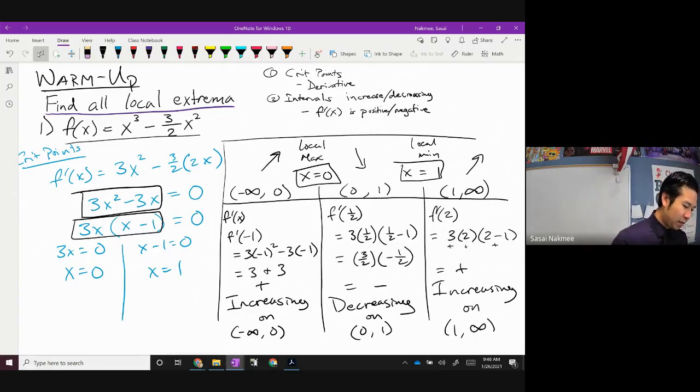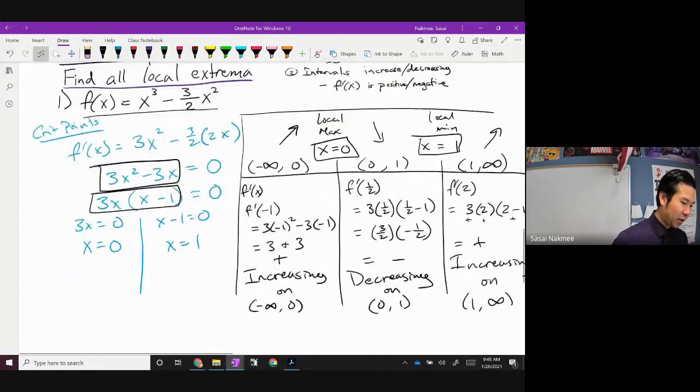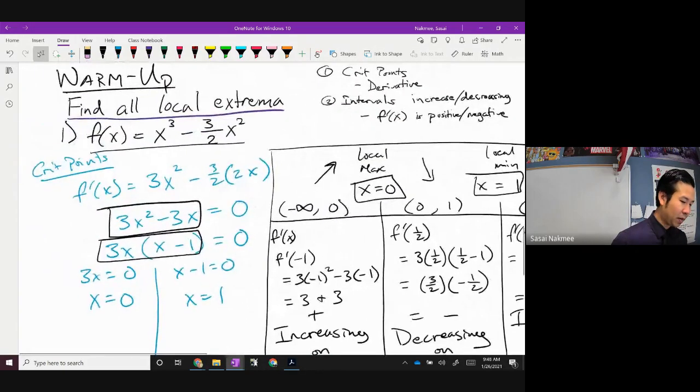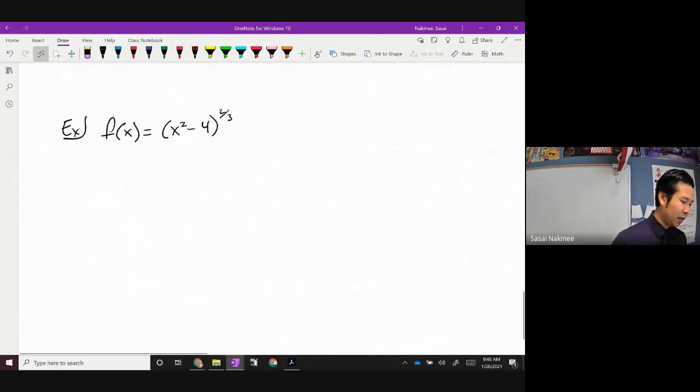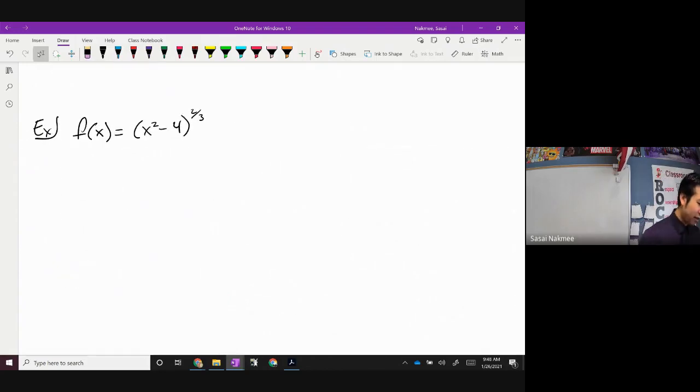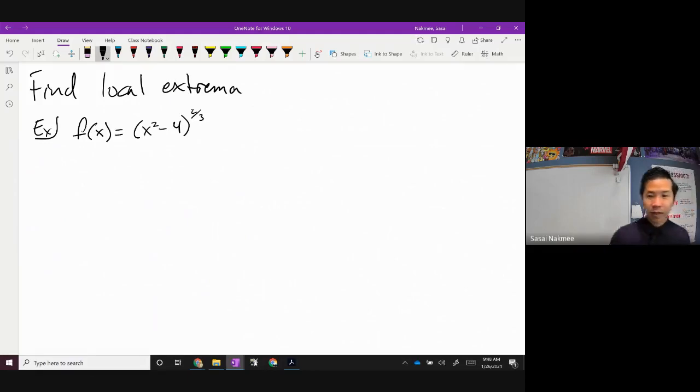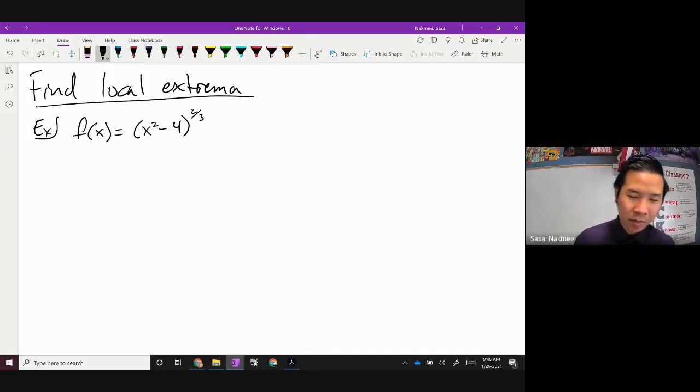All right, let's move on. I want to keep practicing this. So let's say we do another problem. Okay, let's try another problem here. Let's say I was given this problem right here, and I was asked to find the local extrema. Find the local extremas, right? For this problem right here. This one's a little bit more ugly, isn't it? The function is equal to x squared minus 4 raised to the power of 2 over 3.